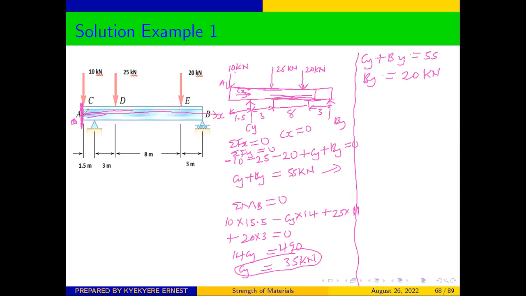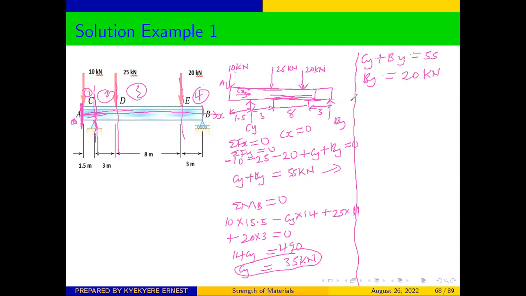As you are moving from this point, you encounter a reaction at this support. So that is going to be one section. As we move from that, you encounter another force. So this is going to be another section. As we move from this point to that point, you encounter another force, which will be another section, and of course the last section. So from here we can have 4 sections: section 1, section 2, section 3, section 4. So we get the internal shear force and the internal moment in each of the sections.